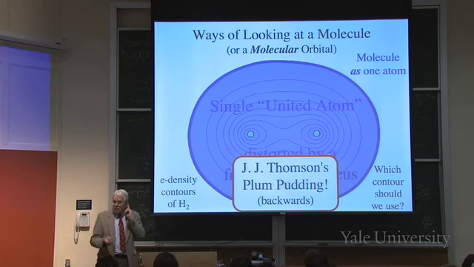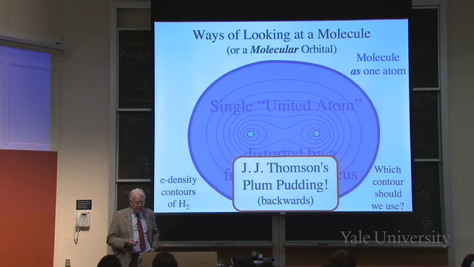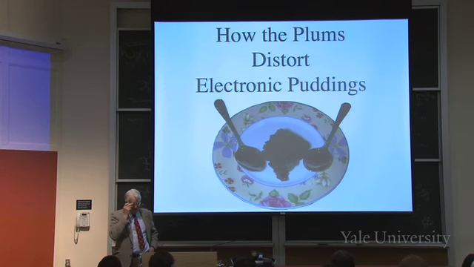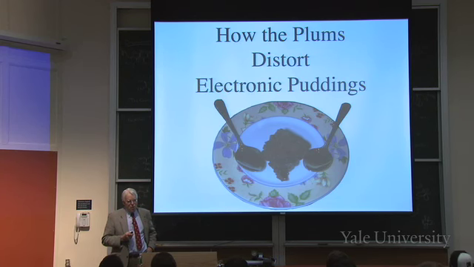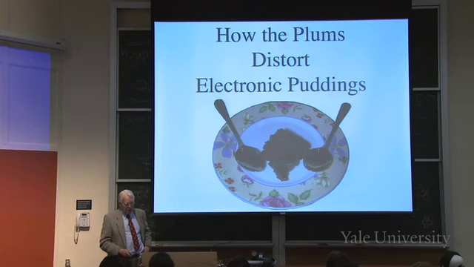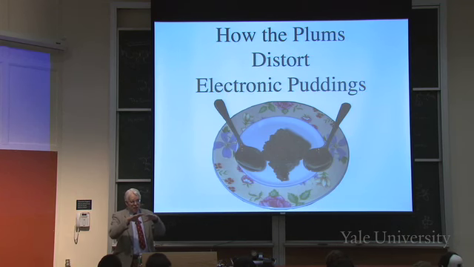Also potential energy, as you say. So it's backwards from what Thomson thought, but his idea wasn't a silly one. It just happened to be wrong for atoms. So here's a piece of plum pudding, which you know is like fruit cake. So how do the plums distort the pudding, right? We know what atoms would look like now, right?